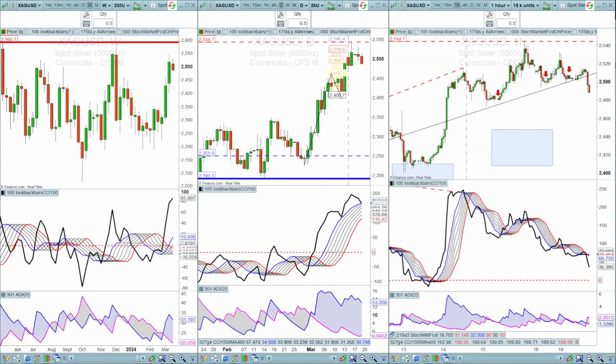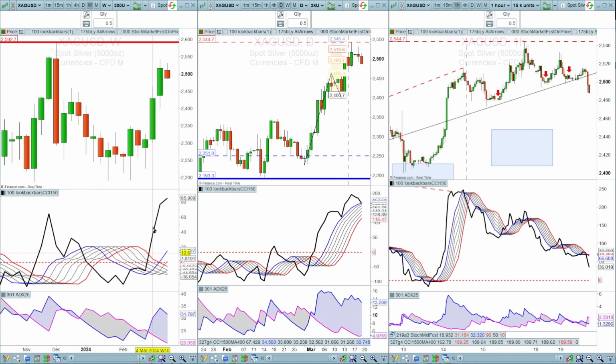So first I've got the weekly, the daily and the hourly, and at the bottom here we've got the ADX 25, which shows bullish movement on the weekly, bullish on the daily, and just broken down into a bearish signal on the hourly. On the CCI 150, which is our main trend indicator, but also a divergence indicator, you can see there a nice big bullish movement to the upside above these moving average bands.